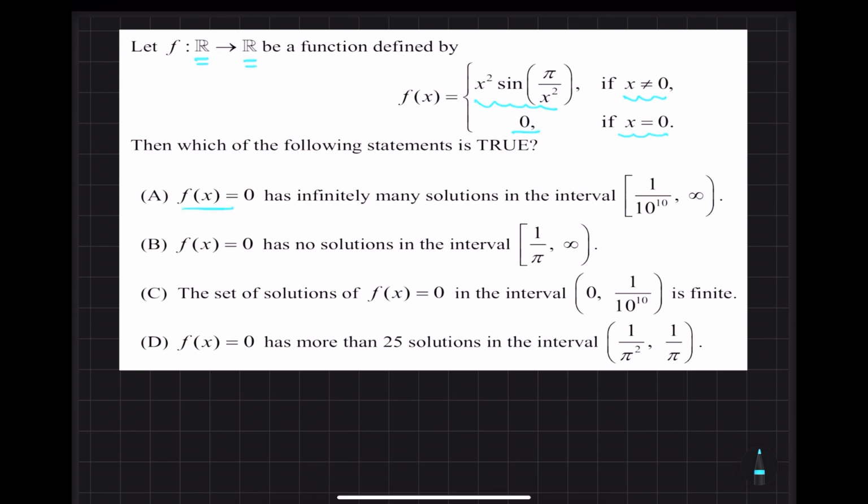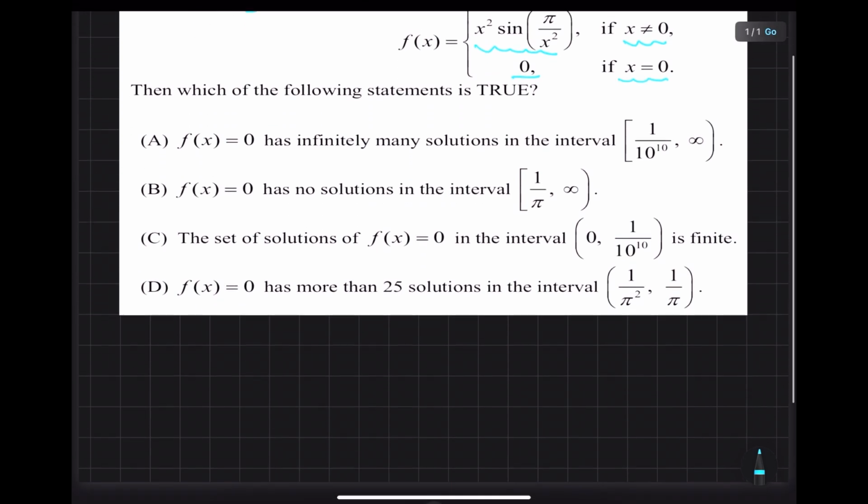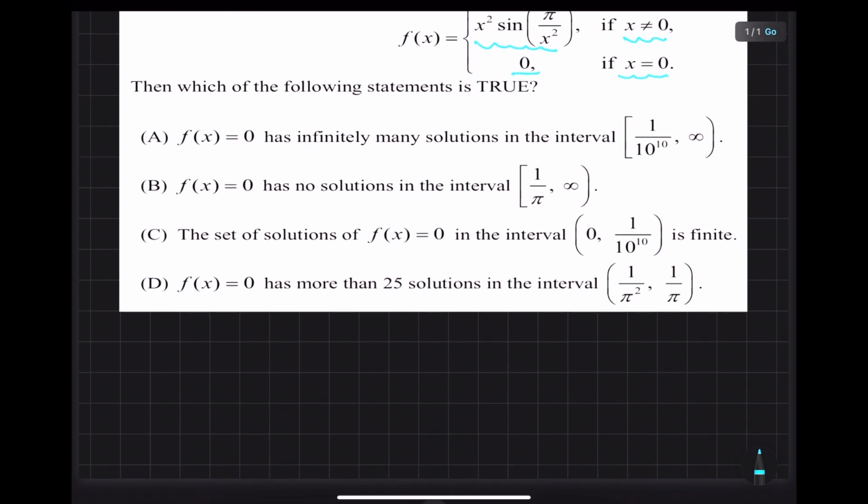So f of x equals to 0. If you observe, they are talking about the zeros of the function. Okay. So we have to find out the zeros or the roots. Correct? Now look at this. Roots means, they are talking about has infinitely many solutions, no solution.